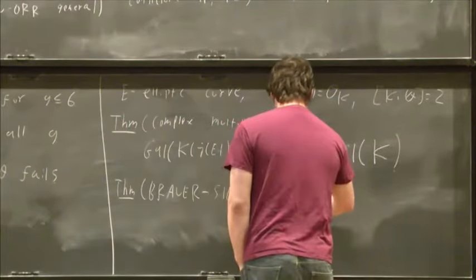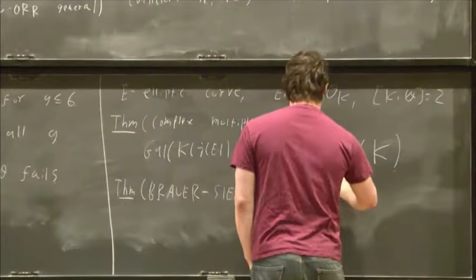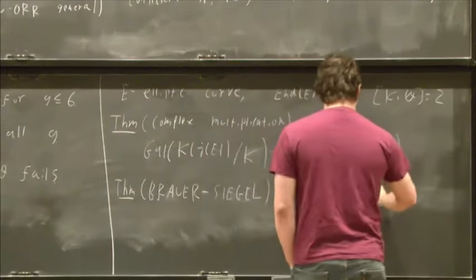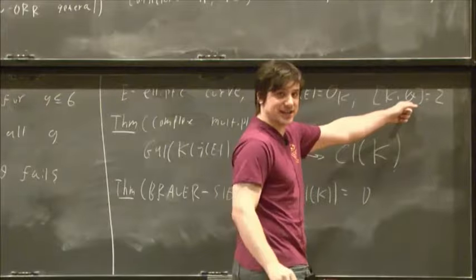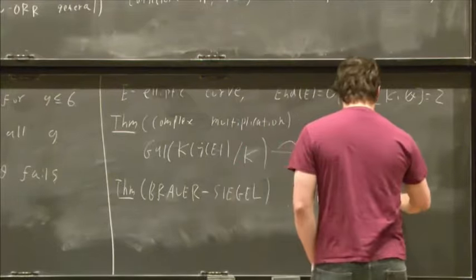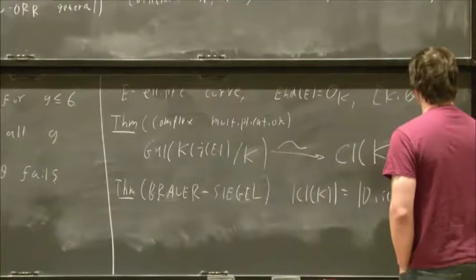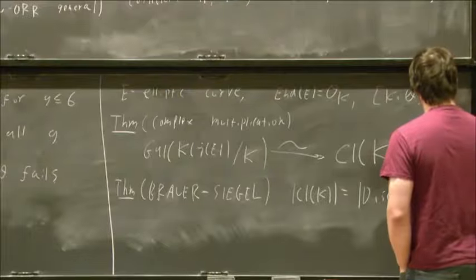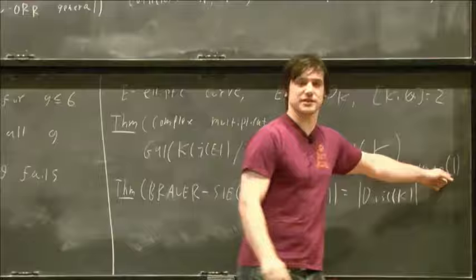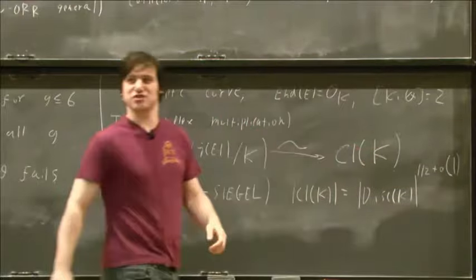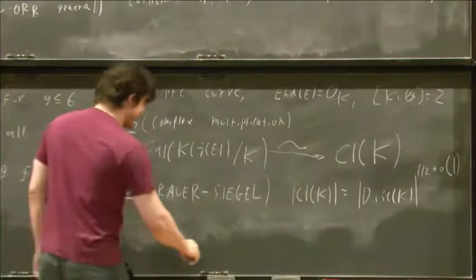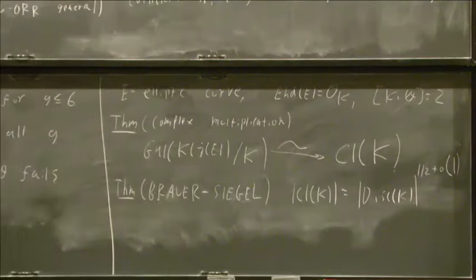So Brauer and Siegel tells you that the size of this class group in the imaginary quadratic case, so that nothing like a regulator gets in the way, is roughly the size of the square root of the discriminant. So I'll write it as the discriminant to the power of 1/2 plus little o of 1, some number that goes to 0. However, you only need a small power. Then that was known by Landau.